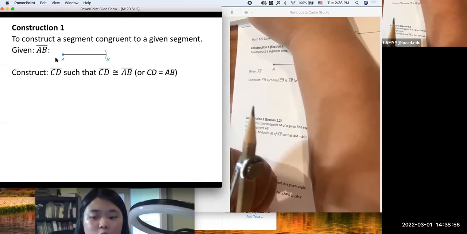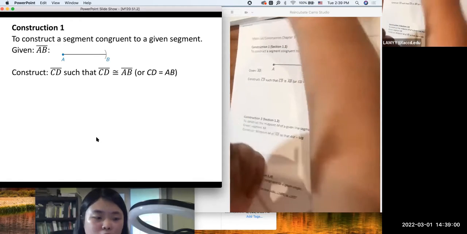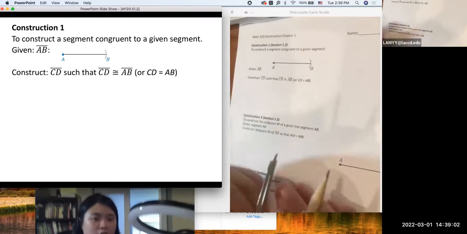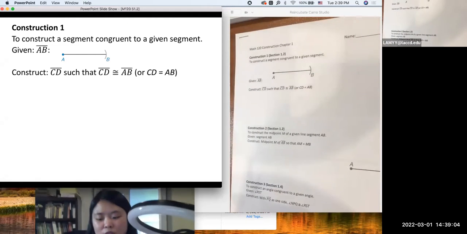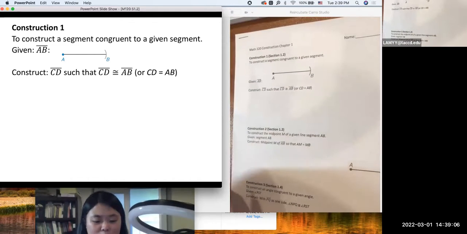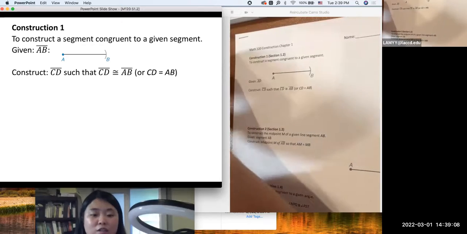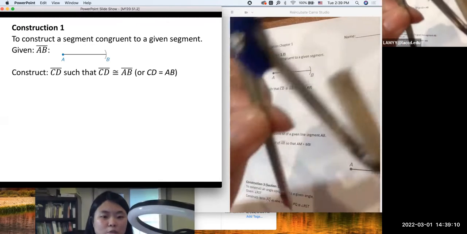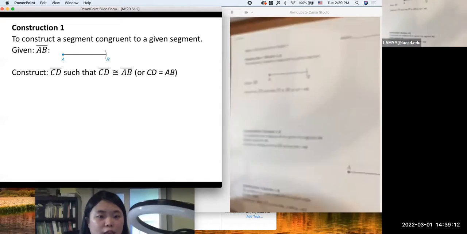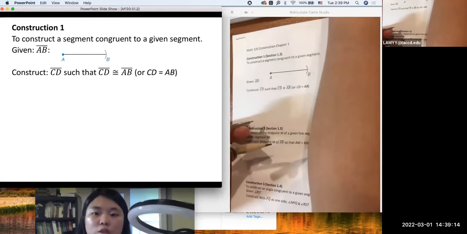Some students ask me, hey, why don't you just use the ruler to measure it? We want to try it this way because it looks more professional. We want to try to do something that looks really hard, okay? So we need to use the compass. I'm going to show you guys the steps, so you just follow what I do.